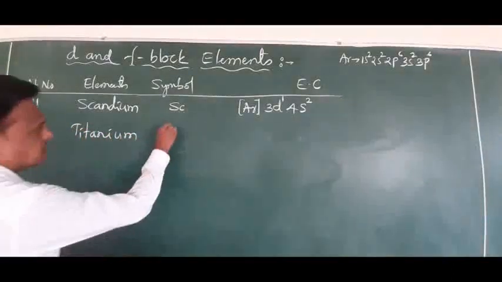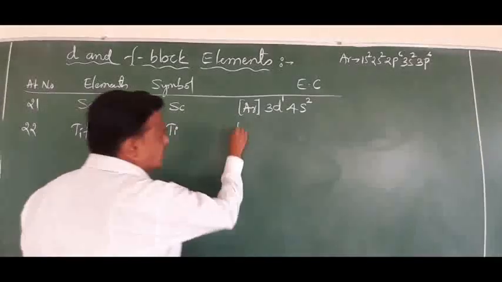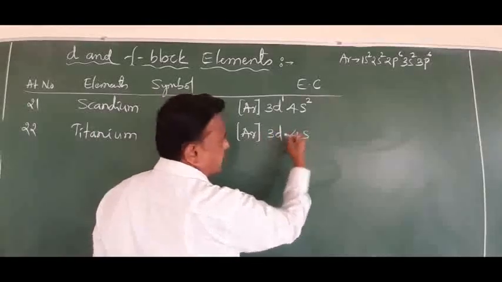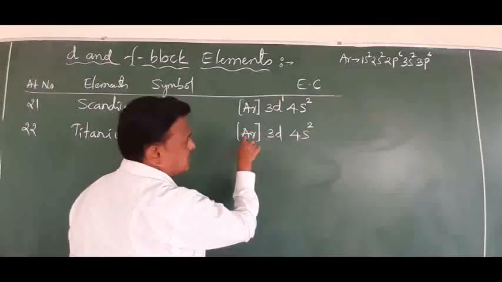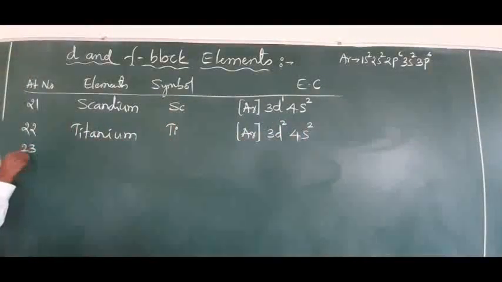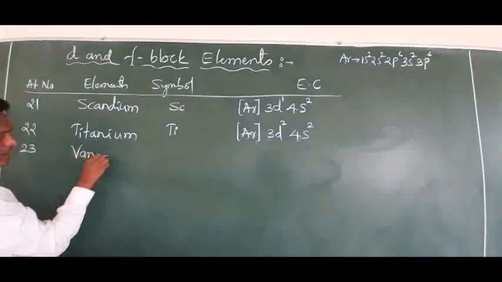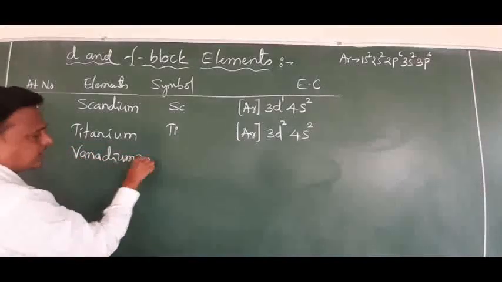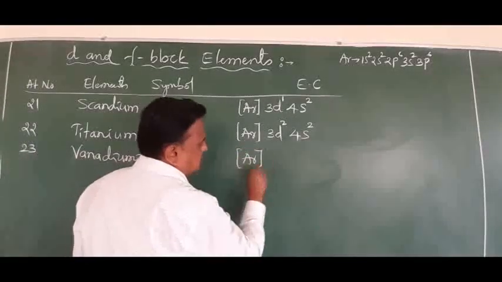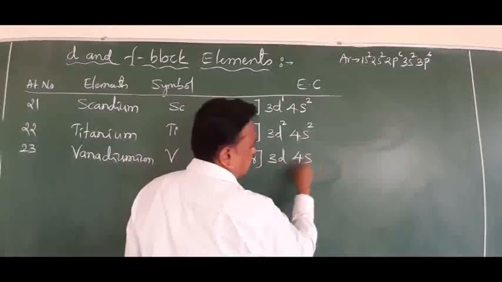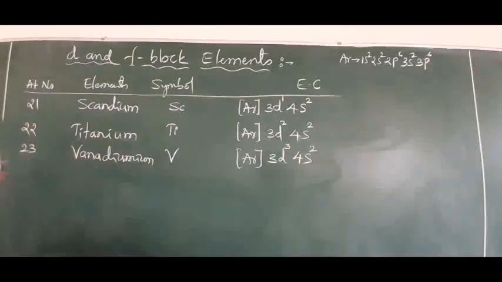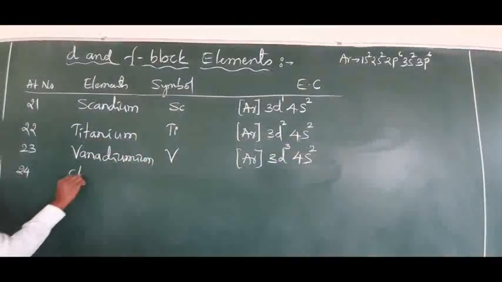Titanium. The symbol is Ti. Similarly, argon 3d2 4s2. The two electrons, 18 plus 2 is 20. 22, titanium. Yes, 23, vanadium. The symbol is V. Electronic configuration: argon 3d3 4s2. Same, 18, 20. Yes, this is your 23. And the next one is 24, chromium.